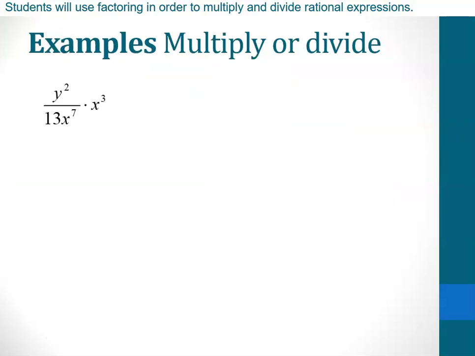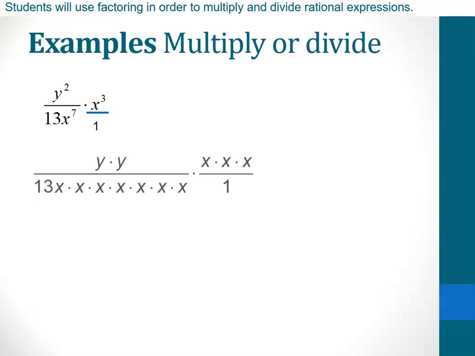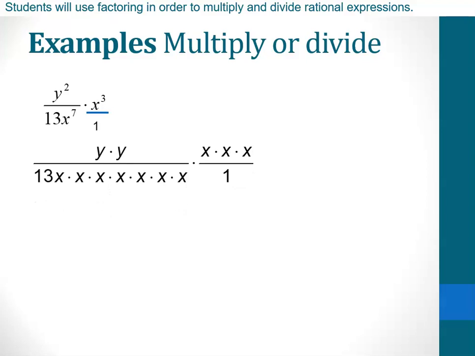So here what we have is y squared divided by 13x to the 7th times x to the third. That x to the third doesn't look like a rational expression, so we're going to put it over 1. Now, what does y squared mean? Y squared means y times y. 13x to the 7th means 13 times x times x times x times x times x times x times x. X to the third means x times x times x. I wrote it all out just to show you, but we're going to cancel what they have in common.